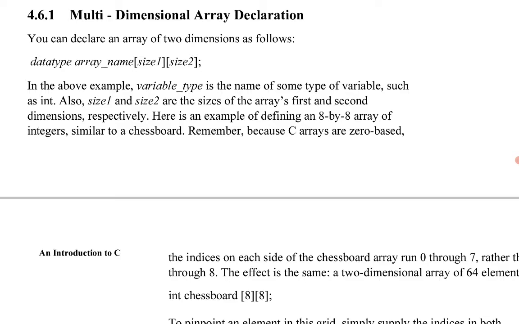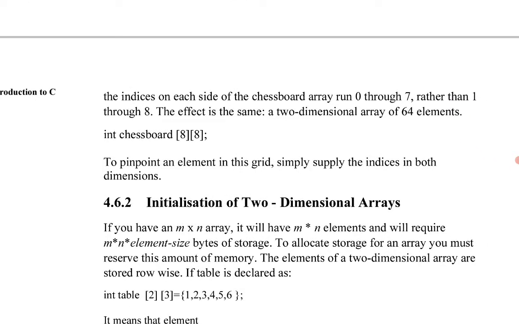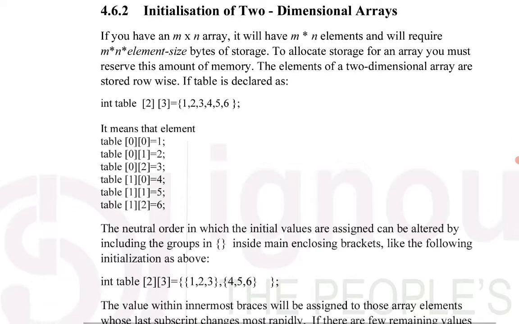So here two subscripts are used, size 1 and size 2. Size 1 represents rows and size 2 represents columns. So the size of the matrix is size 1 into size 2. This two-dimensional array is generally used to create matrices, and a simple example is int chessboard[8][8].